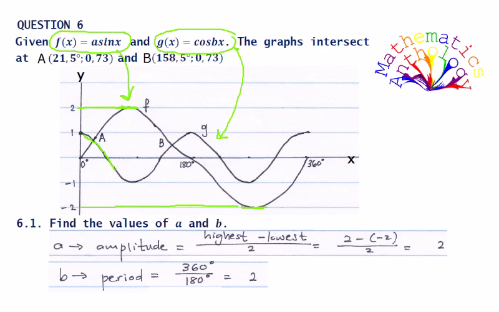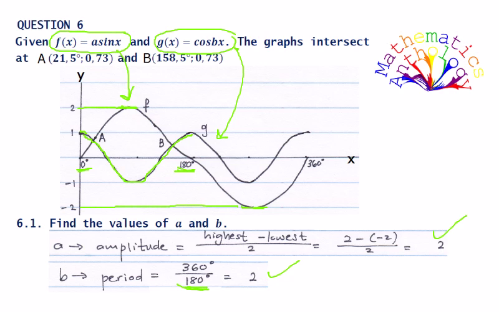So a is in the f of x graph. You can see it's before the trig ratio sin x, so a there refers to the amplitude. We calculate the amplitude by saying the highest minus the lowest, all over 2. For the f graph, the highest value is 2 and the lowest value is negative 2 on the y-axis. So it becomes 2 minus negative 2, all over 2. Work that out on a calculator and you're going to get a is equal to 2.